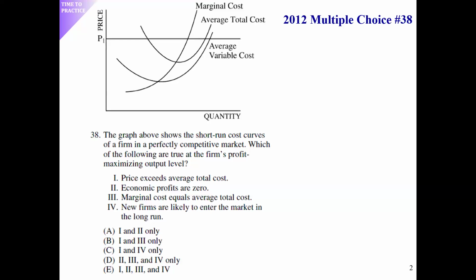Thomas, are new firms likely to enter the market in the long run? Yes, because total cost is under. Right, so you're making money, so firms are going to enter, so therefore what do we got here? C. Okay, any questions on that?